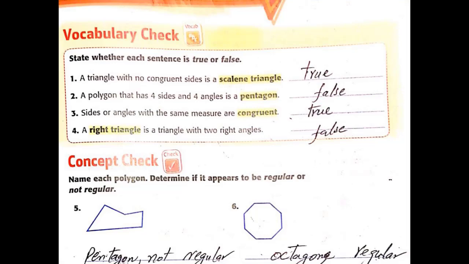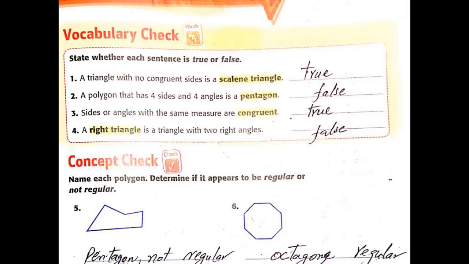Number 4. A right triangle is a triangle with 2 right angles. False, because a right triangle has 1 right angle, not two right angles. It is not possible in a right triangle. 2 angles cannot be 90 degrees.